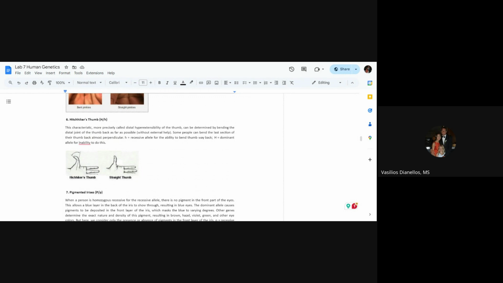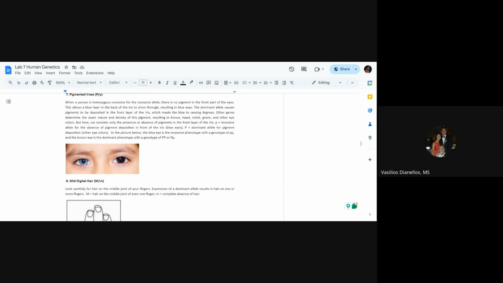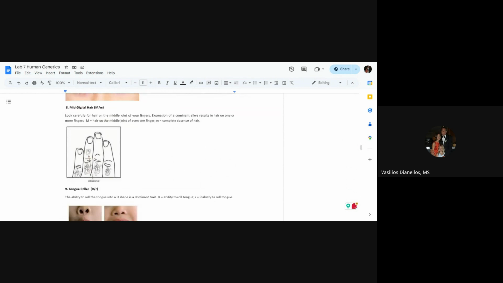Recessive allele for the ability to bend the thumb way back, dominant for the inability. Anyway, so yes, in this case, a straight thumb is dominant, but if you can pull it back, that's recessive, right? Pigmented iris. This one I do happen to memorize. Basically, if you have blue eyes, and let's say green eyes too, for the sake of this, then you have the recessive, and if you have anything else, you have dominant. So if you have brown eyes, for example, you have dominant.